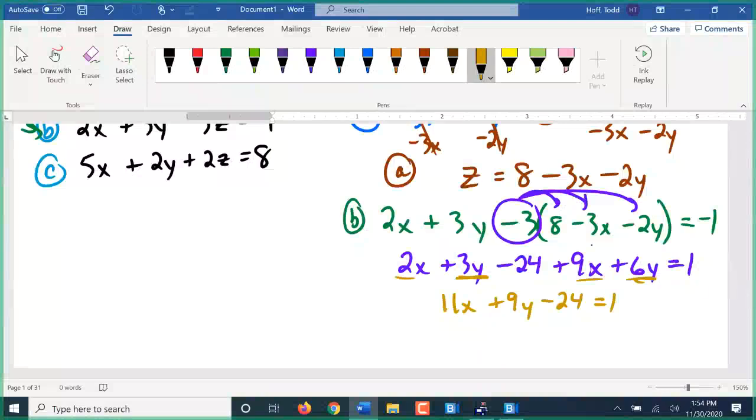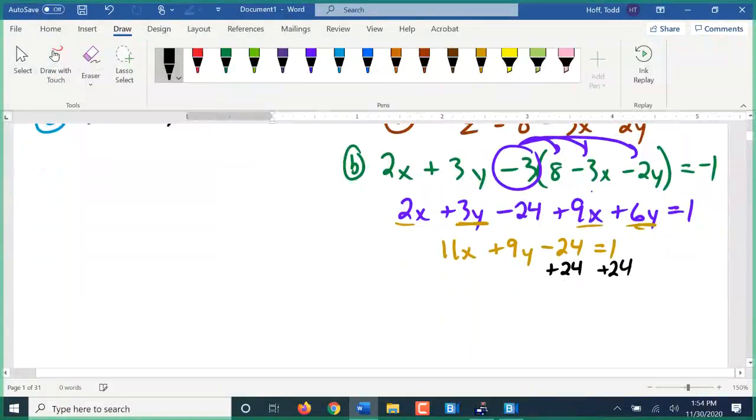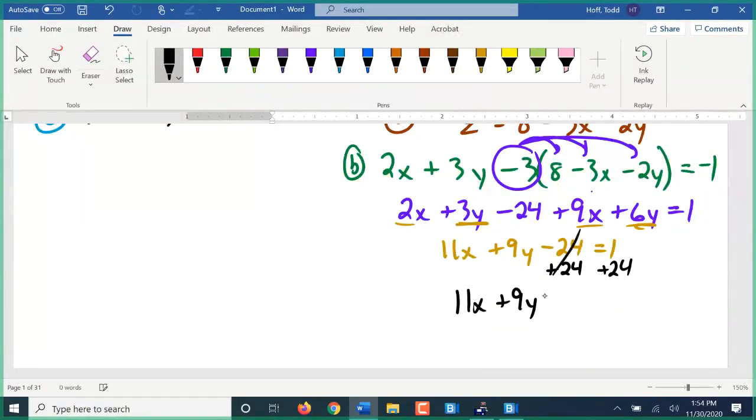And the last thing I need to do is add 24 to both sides. I'm not really solving it, but I'm getting it in that form, x's, y's equals constants that we're used to. So the 11x and the 9y are still there. The negative 24 cancels out. On the other side, negative 1 plus 24 is 23. So that is my revised equation B after I substitute it in for z.